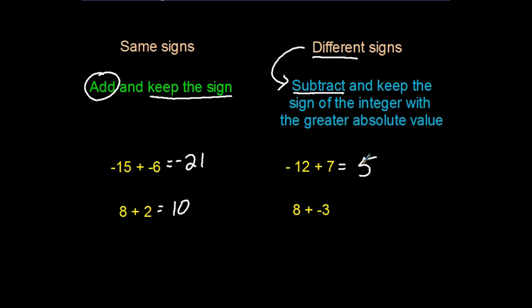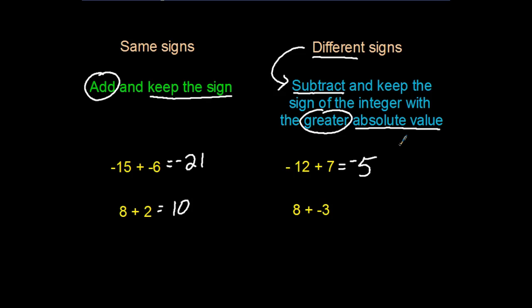And I'm going to keep the sign of the integer with the greater absolute value. Now absolute value is just distance from 0. The number here that has the greater distance from 0 is my -12. This is 12 spaces from 0, whereas this is 7 spaces from 0. So since this is my greater absolute value, that's the sign of my answer.